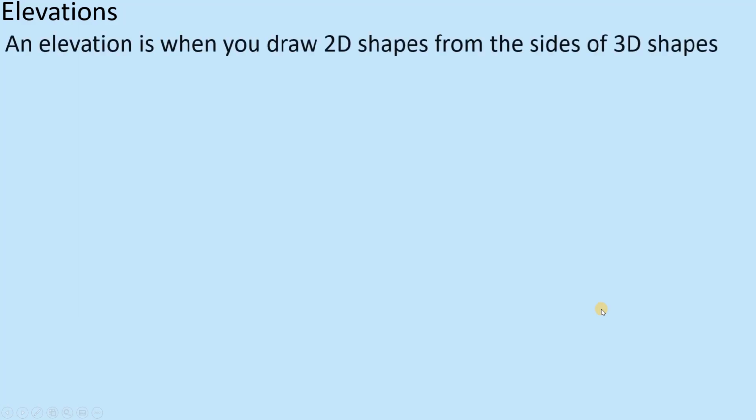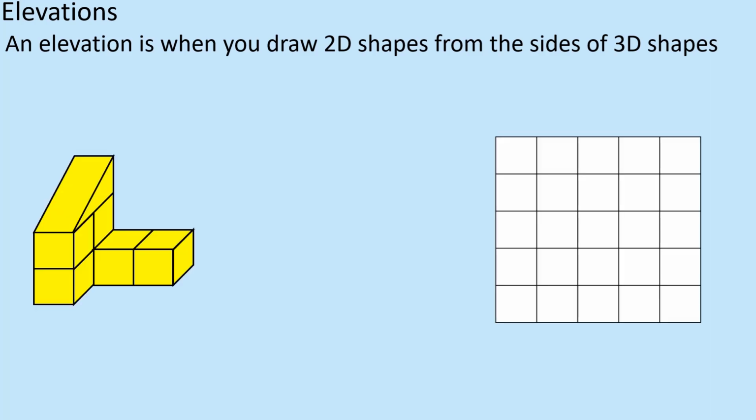Right, elevations. This is how good you are at looking up and down. It really is a case of how you can visualize it. So an elevation is when you're looking at the shape, but of course you might have a plan, you might have a front elevation, or you might have a side elevation. Depending on what you're asked to do will tell you how you're looking at it. So it's about your perspective on it.